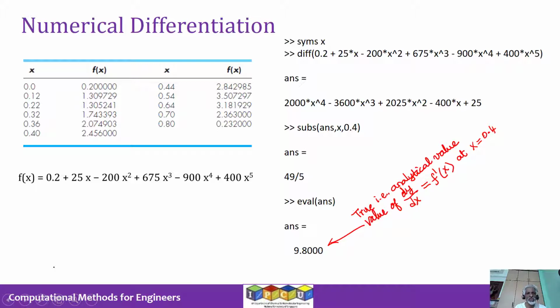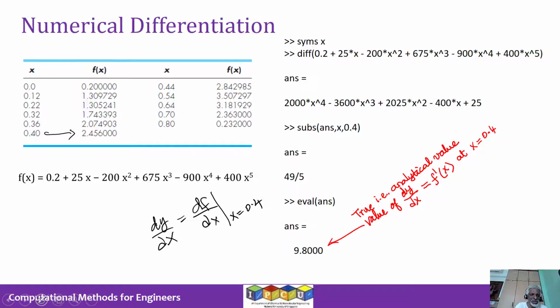Now the question is, given this table, we are asked to find out the value of df by dx. So we are asked the value of dy by dx if you like, or you can just say since y is equal to f of x, we are asked df by dx at x is equal to 0.4. We know the value of x at 0.4, that is what is given here. But we are asked to find out the value of df by dx, the derivative of the function f at x is equal to 0.4.